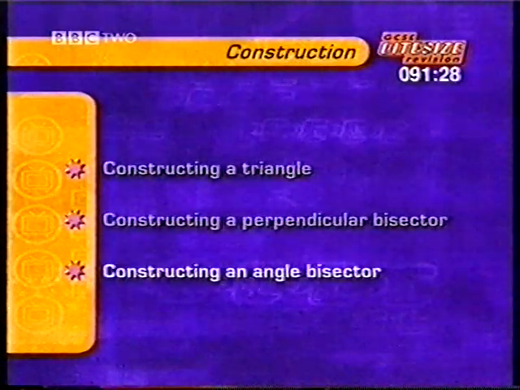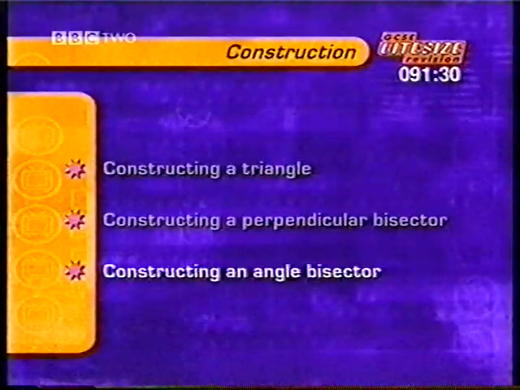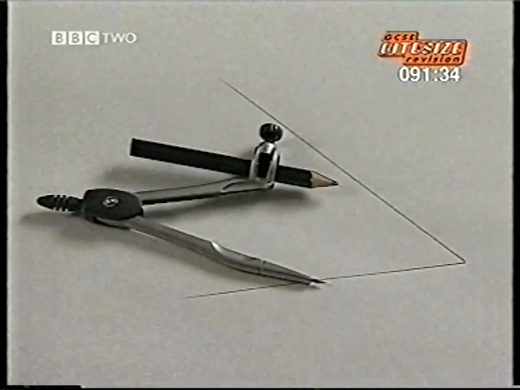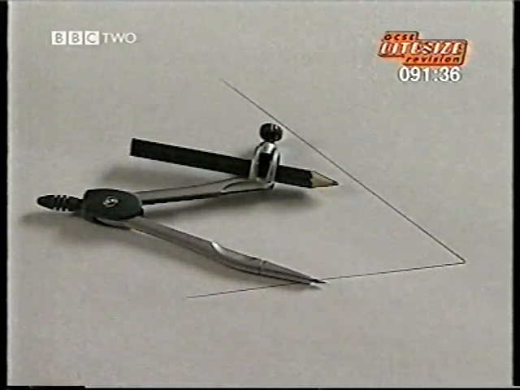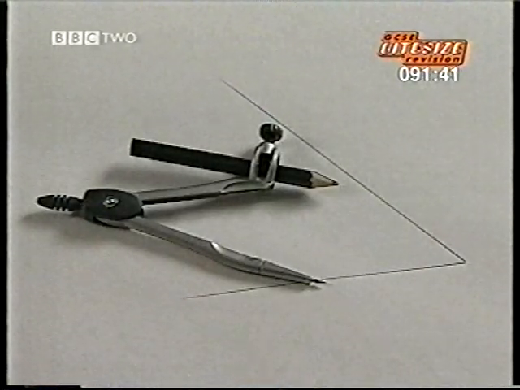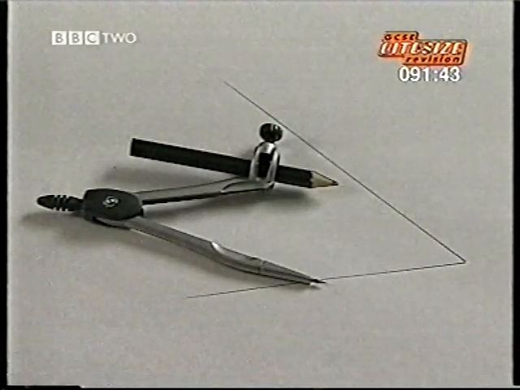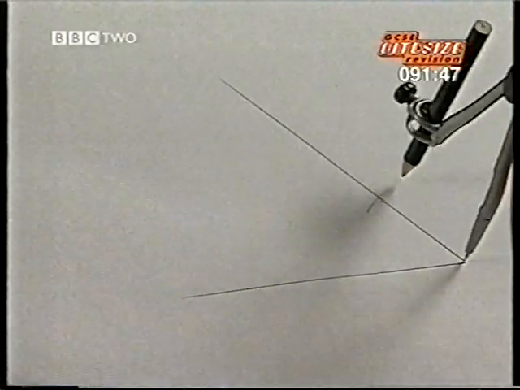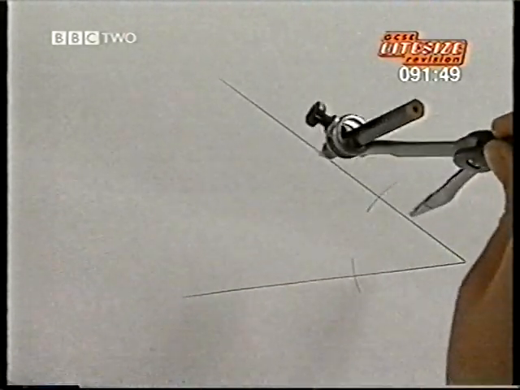Next, constructing an angle bisector. An angle bisector divides an angle exactly in half. Set your compasses a few centimetres apart. It doesn't matter how much, as long as it's not too big that it goes off the page, nor too small to be fiddly. Then place your compass point at the point of the angle you want to bisect and draw arcs cutting the 2 sidelines.